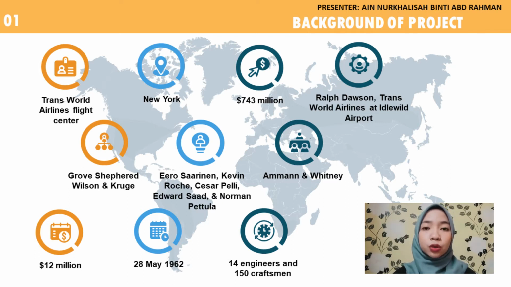Few collaborations were also made in order to engineer the roof of this building. This is because it consists of a reinforced concrete thin shell that is supported at the corners. Therefore, the Ammann and Whitney firm was in charge of the structural engineering of the roof. Meanwhile, Grove Shepherd Wilson and Kruge was the contractor for this project. The overall cost of this project was about $12 million and it was completed on 28th May 1962. This construction project also involved 14 engineers and 150 craftsmen for its completion.